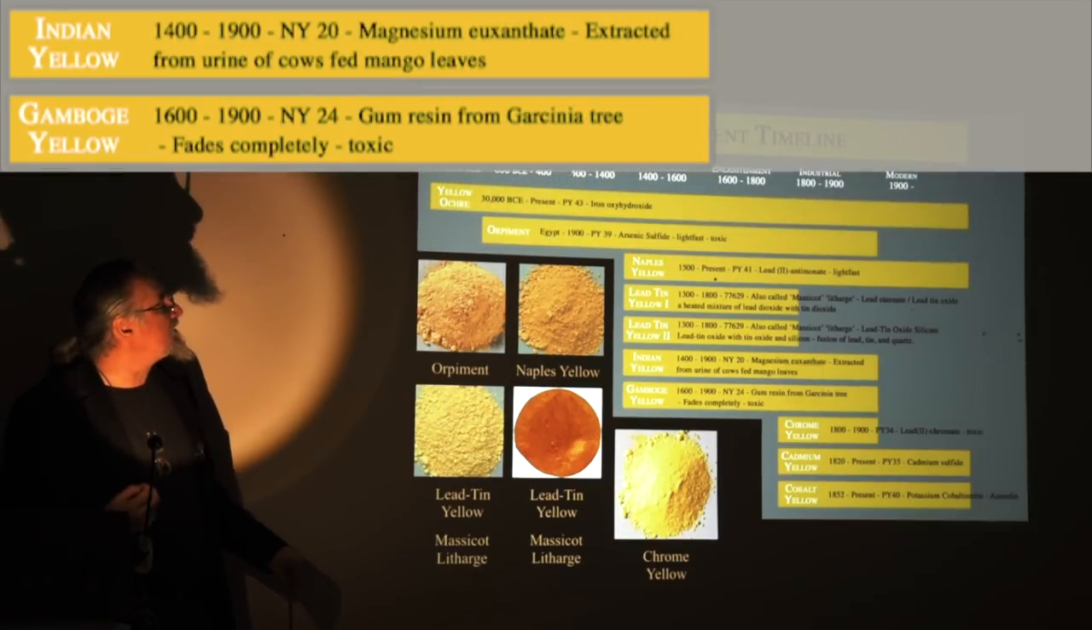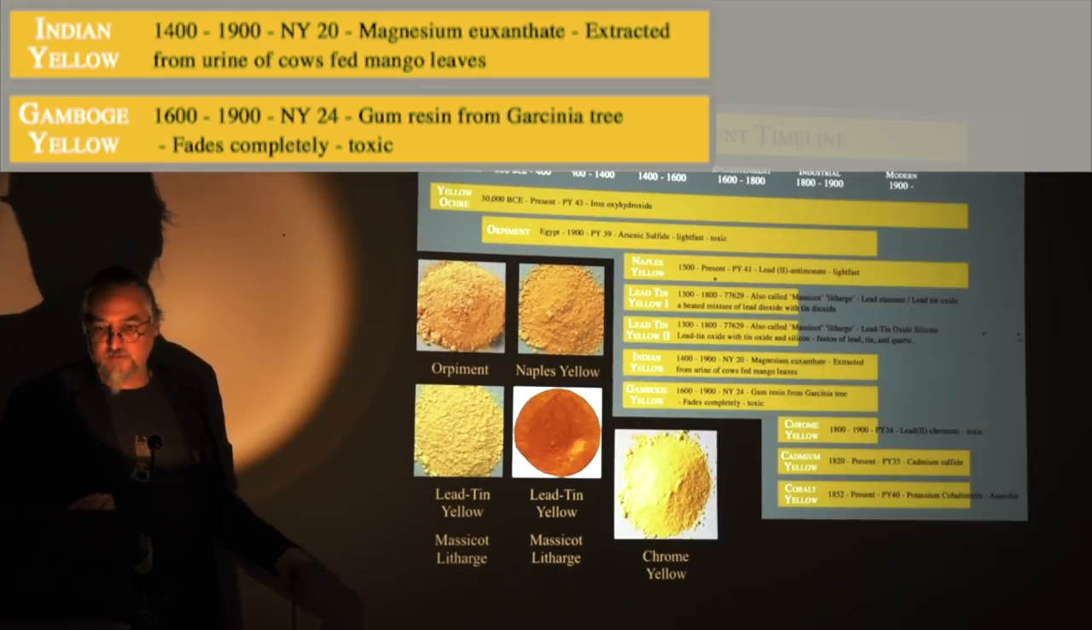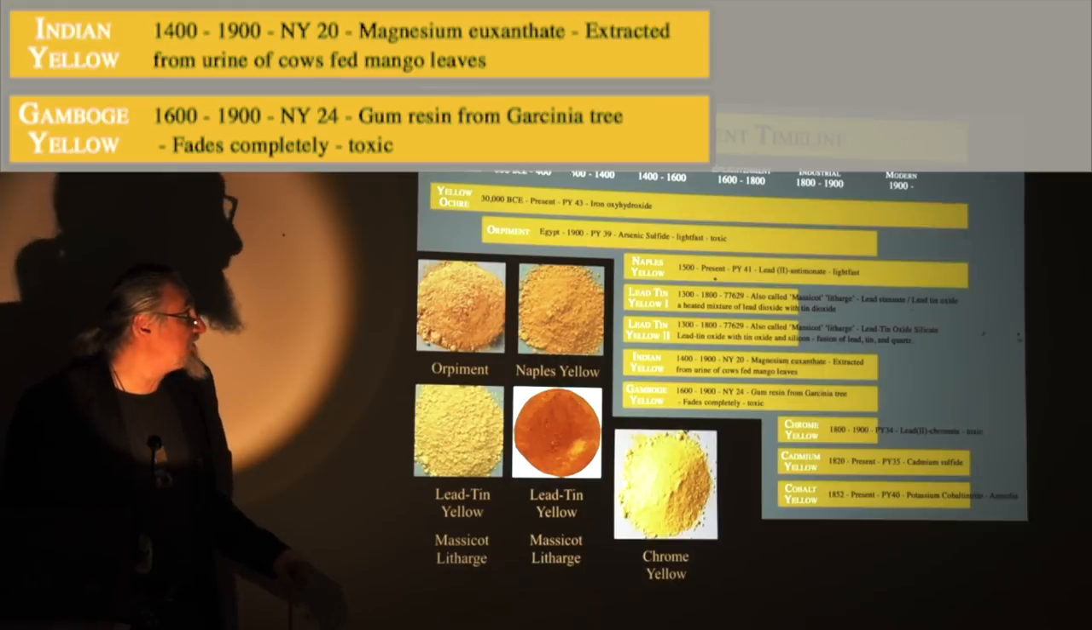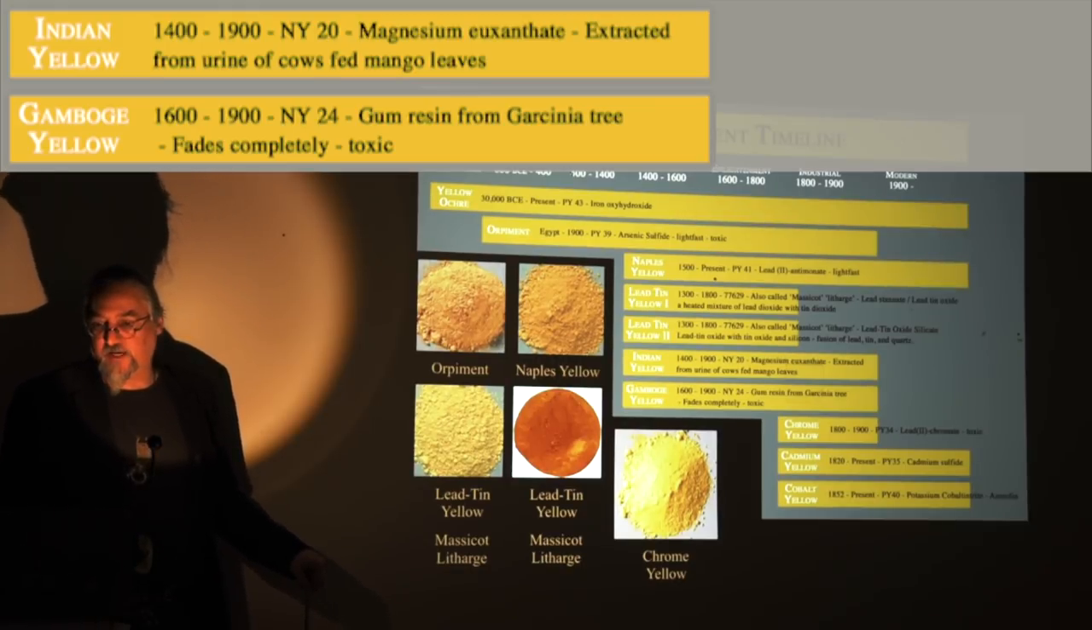From lead tin, the other common pigment that was used fairly early in history is Indian yellow. And Indian yellow, as is well known, was extracted from the urine of cows that were fed mango leaves. And this was actually forbidden by the British government in the 1800s, or late 1800s, and so the production of genuine Indian yellow stopped around the year 1900.